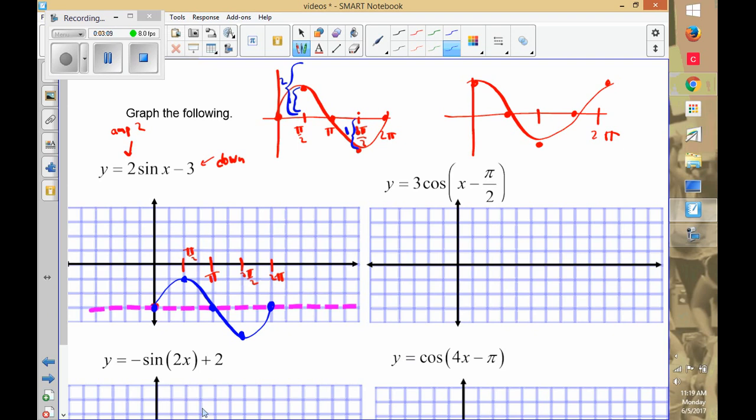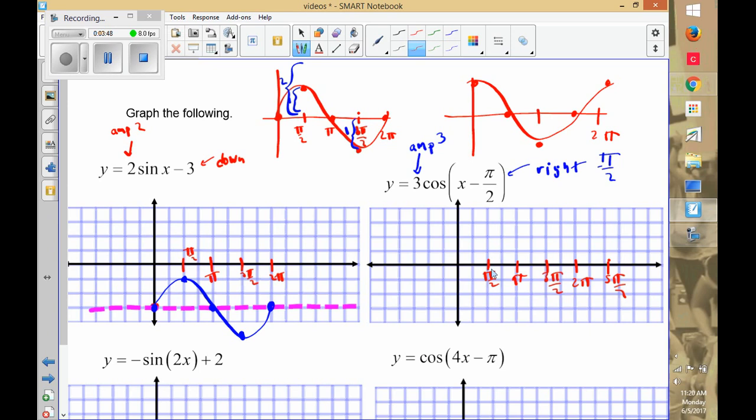Let's look at the cosine. If I look at this next picture, I now have an amplitude of 3, and I am shifting to the right pi over 2. So let's map out what I want to have: pi over 2, pi, 3 pi over 2, 2 pi, and 5 pi over 2. I'm now going to draw my graph. Instead of from 0 to 2 pi, I'm shifting and starting everything at pi over 2, so then I'll go to 5 pi over 2.